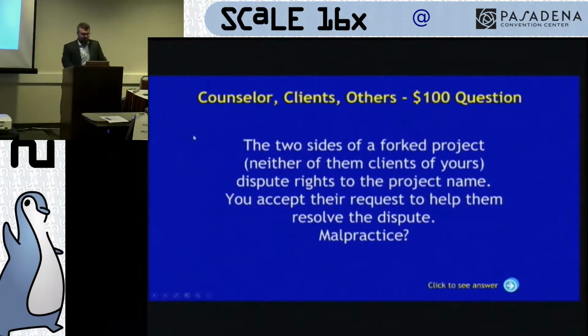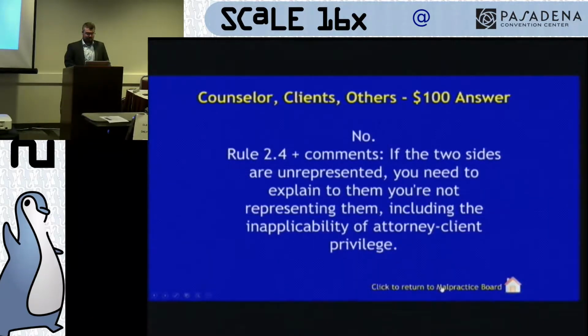All right. Two sides of a forked project, neither of them clients of yours, dispute rights to the project name. You accept their request to help them resolve the dispute. Malpractice? Okay, so who's... represent them both. All right. No, it's not malpractice. Yes, you can do it.